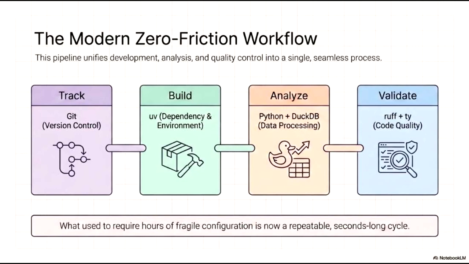The process begins with the track stage, utilizing Git to maintain comprehensive version control. We then move to the build phase, where uv manages dependencies and environments to ensure consistent project setups. For the analyze stage, we leverage the combined power of Python and DuckDB for efficient, high-performance data processing. Finally, the workflow concludes with the validate stage, employing ruff and ty to guarantee superior code quality and structural integrity. This integrated approach eliminates traditional bottlenecks, allowing for a faster and more reliable development lifecycle.